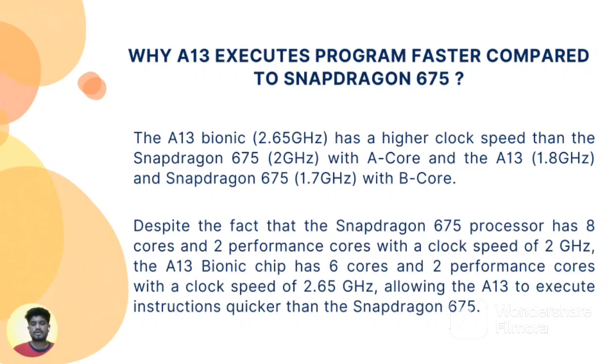Even though this can be a small variation, most probably when we execute the program, it is executed on the performance core. So we can say that the A13 Bionic chip has a higher speed because it is 0.65 gigahertz faster as compared to the Snapdragon 675.